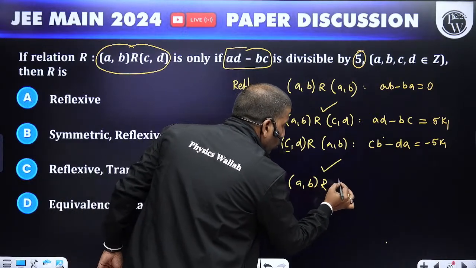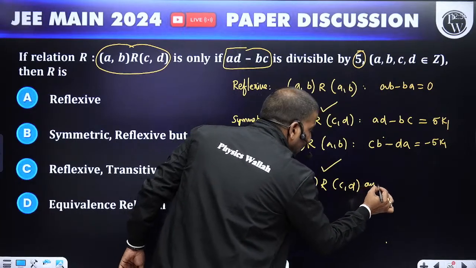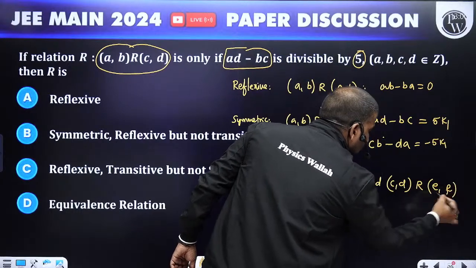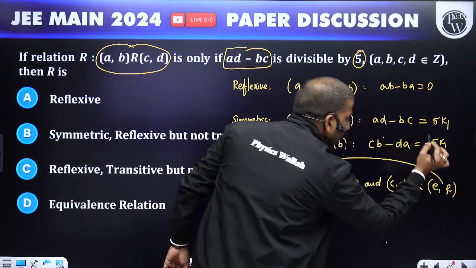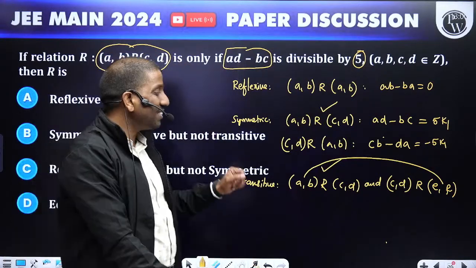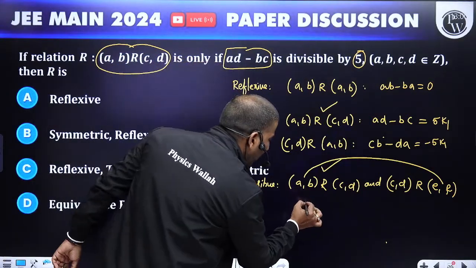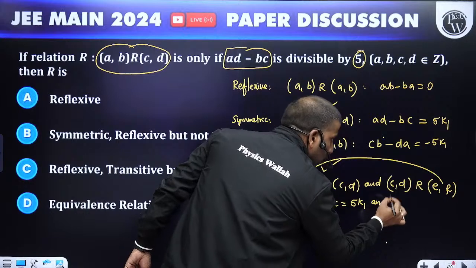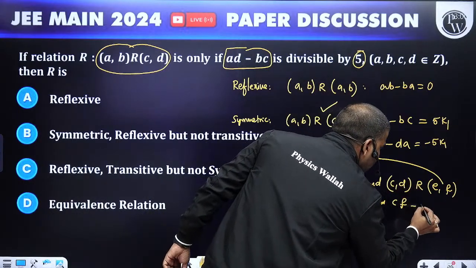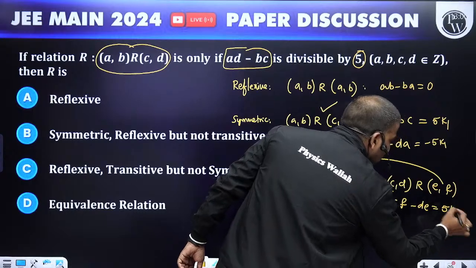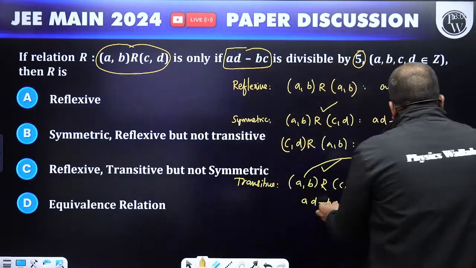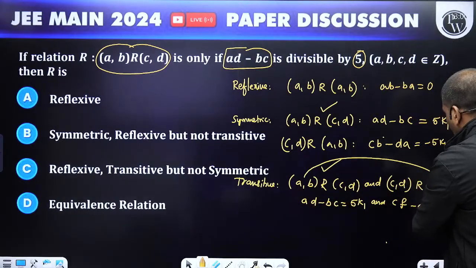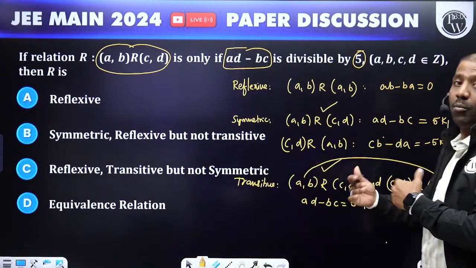(a,b) related to (c,d) and (c,d) is related to (e,f). We need to relate (a,b) with (e,f). We need to check it. But it is a little bit complicated because what you would get here, ad minus bc is equal to 5K1. And what do you get here? cf minus de is equal to 5 times K2 because it is divisible by 5. But how can you draw the relation between this and this? We need af minus be. So it is a more complicated one.